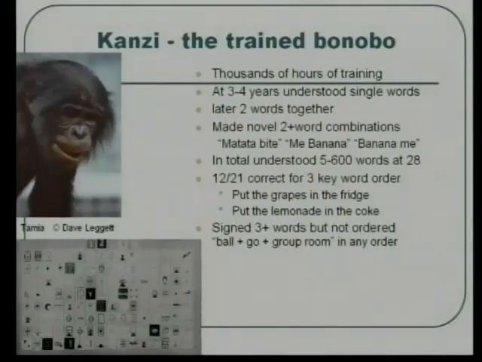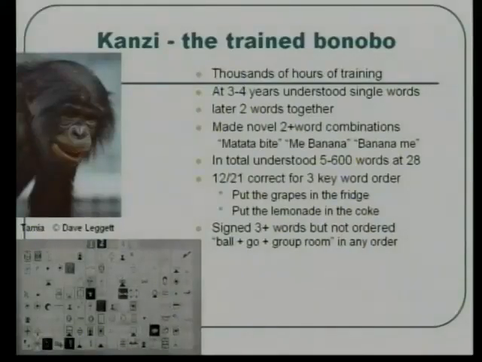He will sign keywords, and at the bottom you can see a diagram of his lexigram that he used to point to say what he wanted or what was to be done. He would sign, but he wouldn't order. So if it was put the grapes in the fridge, you might get put fridge grapes, put grapes fridge, and all such combinations. So you would get misunderstandings there. So put the lemonade in the Coke. You might get the lemonade in the Coke, or you might get the Coke in the lemonade. So there's not the understanding there. He's not consistent in his understanding of grammar.